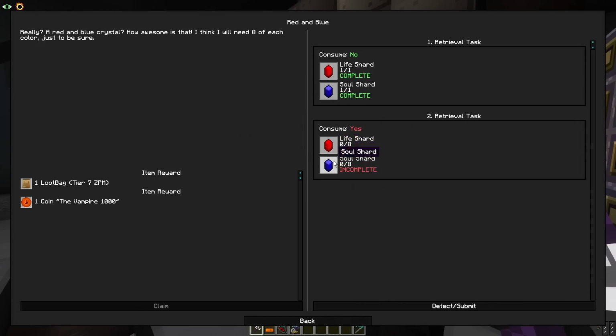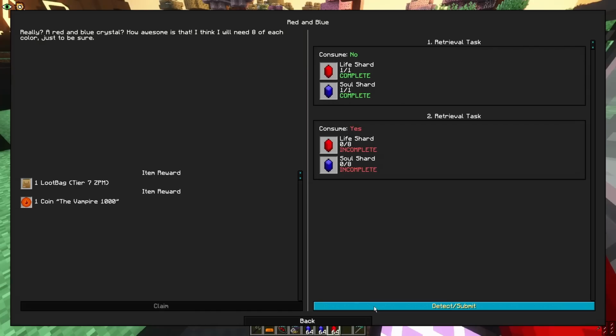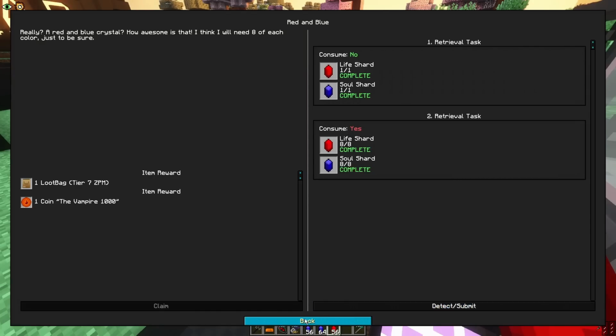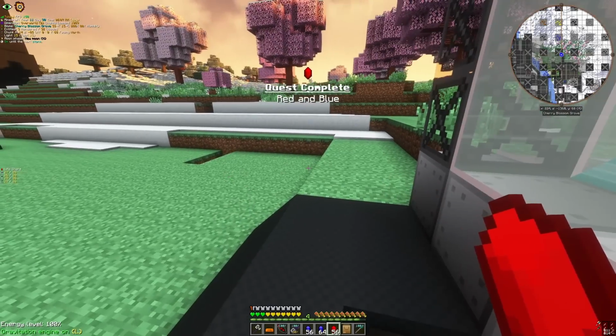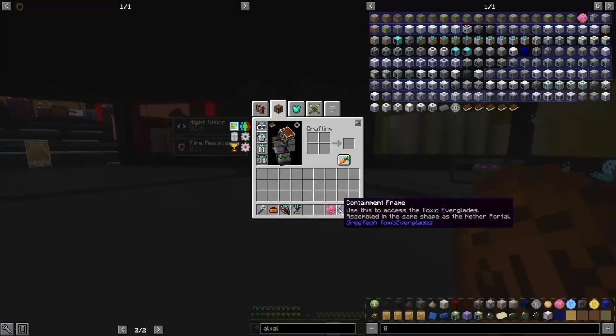Also, I'm going to do this quest right now. I don't know what this is. While this is crafting, I have time. Like, what is this quest? That's it? Like, what? I don't know. I guess we'll see. Alright, I have my containment frame and alkylus disk.